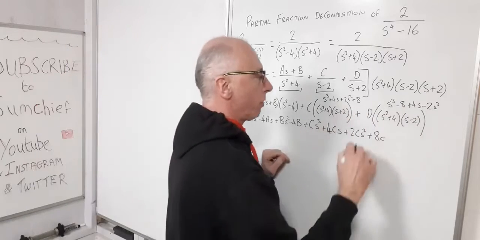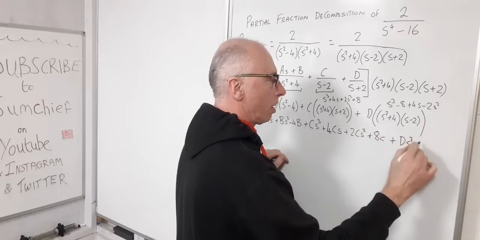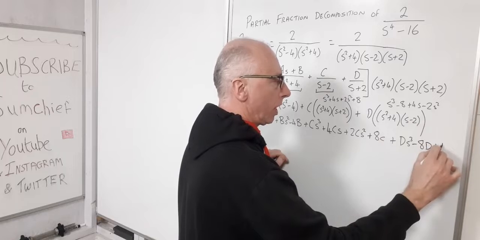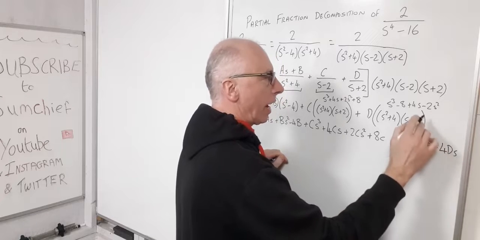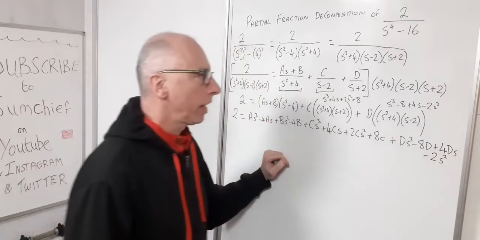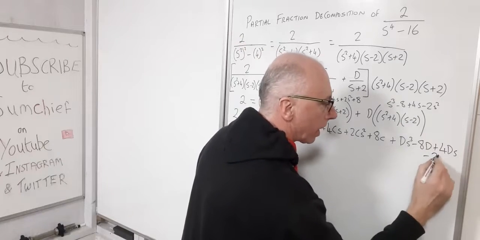So distribute this with the d. So plus ds cubed minus 8d plus 4ds and minus 2s squared. So just squeeze that one in the back there, and that's with a d. So it's minus 2d with the s squared.